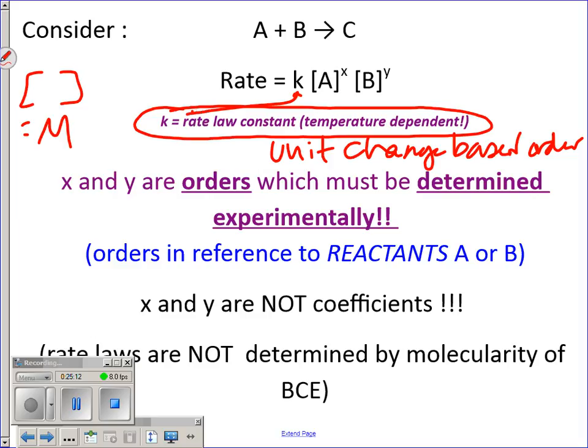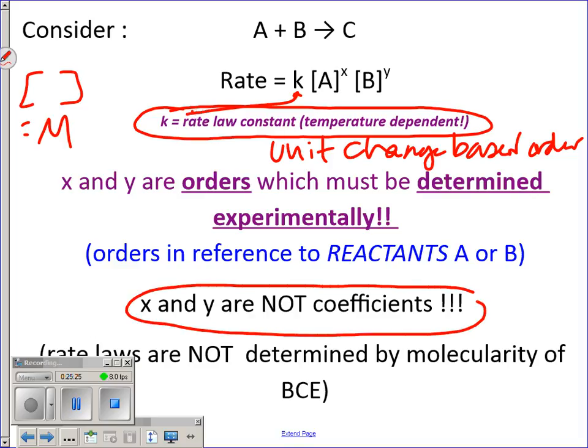We really don't go too much further. They have to be experimentally determined because we have to have data to support our thoughts here. Like I said, we don't have all the details all the time. We have to look at the experiments. The one thing to note is that these are not the coefficients. So if I put a 1 here and a 1 here, and you're like, oh yeah, X and Y, they're just 1 and 1, they're all first order. That is an incorrect assumption. It could be true, but it's an incorrect assumption.